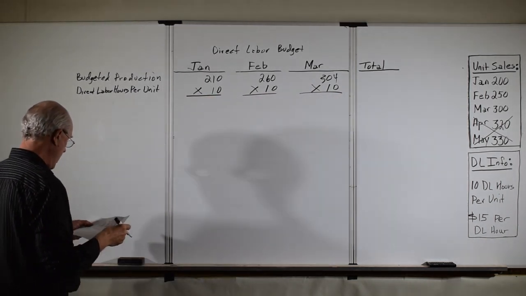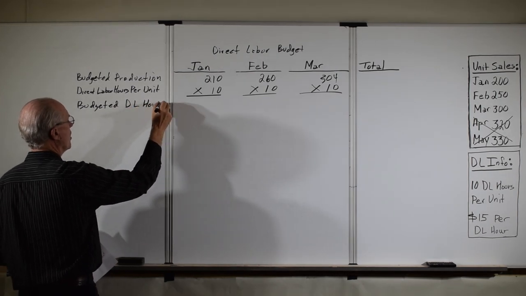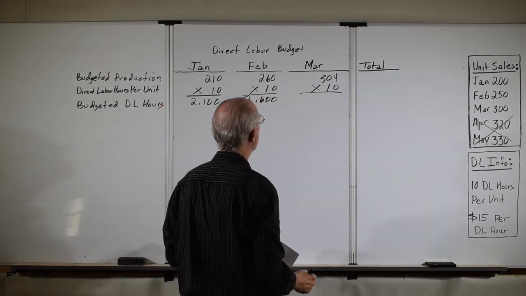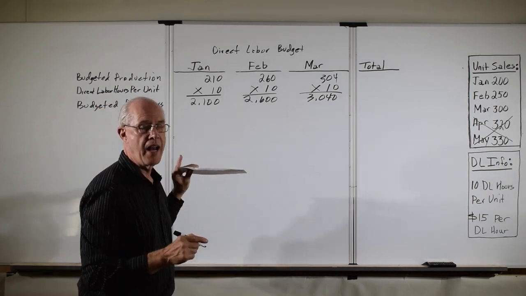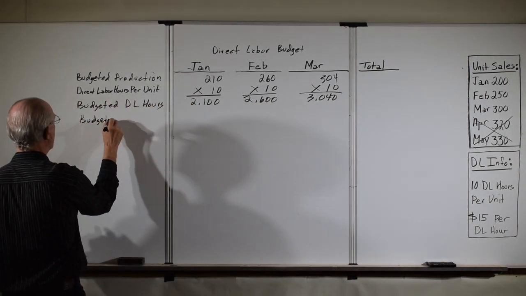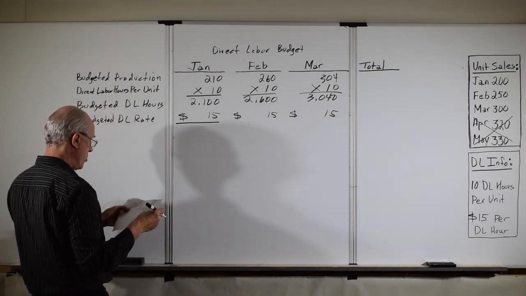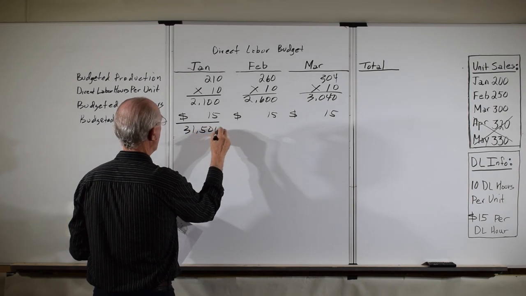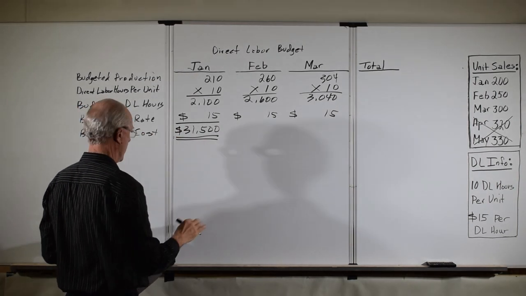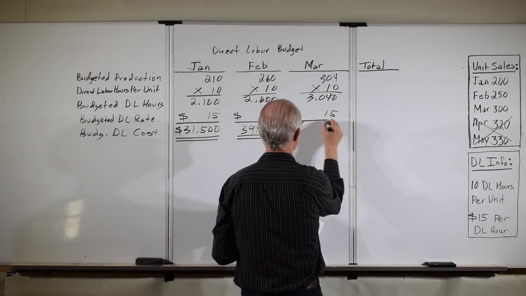And we're going to arrive at our budgeted direct labor hours. Budgeted, and I'm just going to say DL hours. Budgeted direct labor hours, which is 2,100, 2,600, and 3,040. Next, we're going to multiply the budgeted direct labor hours by the budgeted labor rate of $15 per hour. And when we do, we get budgeted direct labor cost of $31,500 for January, $39,000 for February, $45,600 for March.